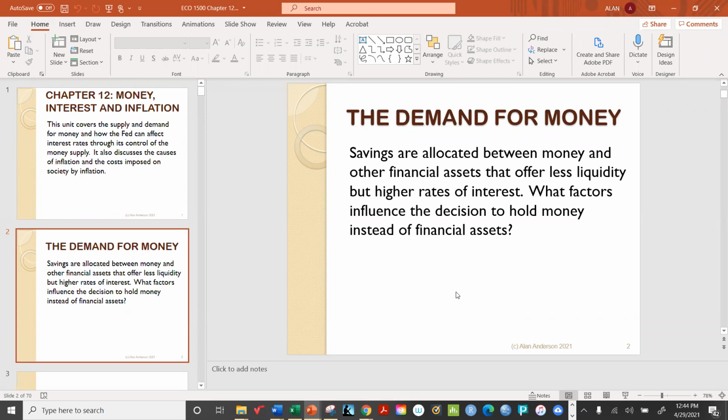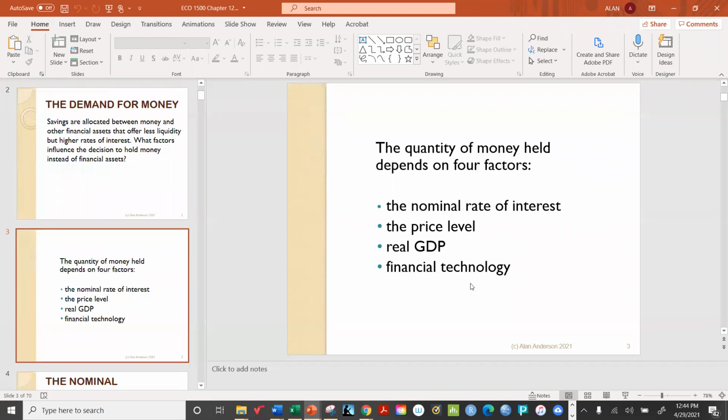So that raises an interesting question. Assuming, let's say, that you've set aside enough money to cover your normal expenses and emergencies, all the rest is available potentially to be split up between money and other financial assets. How do you make that decision? How much to allocate to the two? What exactly is it that's going to make your decision for you? That would be, number one, the nominal rate of interest.